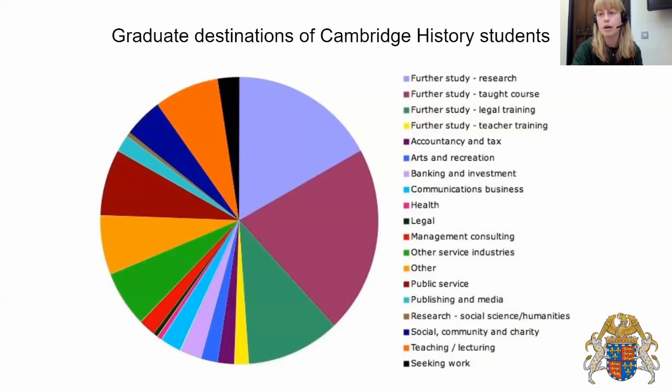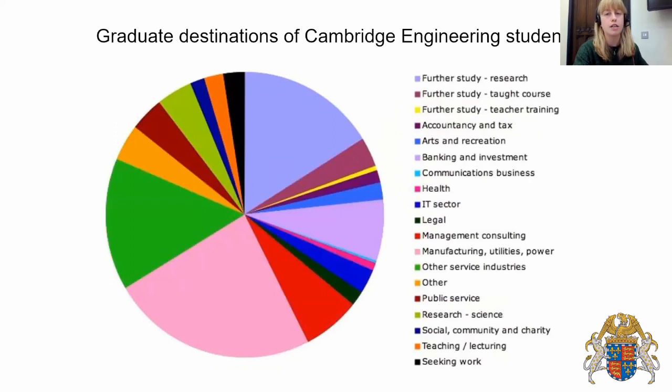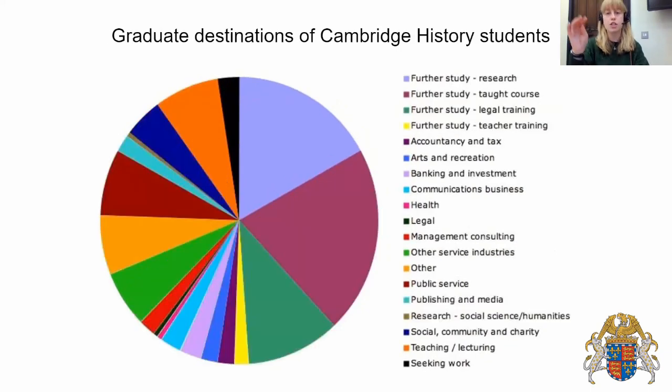The first one for history students, so the graduate outcomes of history students. And then the second pie chart is for engineering students. What you'll notice, first of all, is that we have a chunk at the top here, if we're looking at it going around like a clock. For the history students, we have them staying on to do further study, so postgraduate degrees, either doing a research course or a taught course, so a research master's or a taught master's.